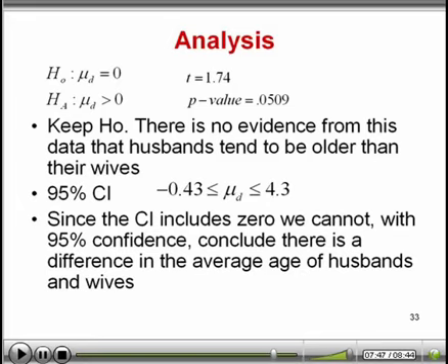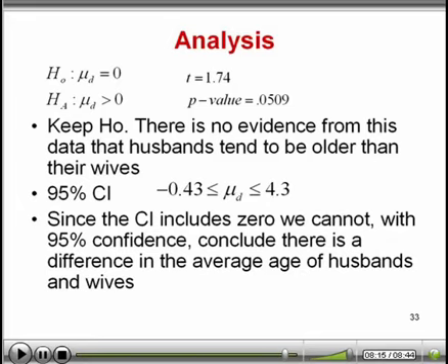Now our p-value is slightly above 0.05, so we failed to reject the null hypothesis. As a result, we must conclude that there is not any evidence in this data that would suggest that husbands are on average older than their wives. The null hypothesis of no difference in age could be correct.